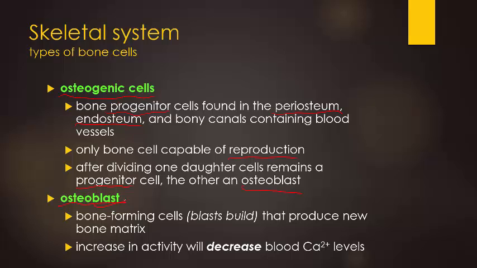Osteoblast, this term blast, you should associate it with build or make. So blasts build. These are the bone-forming cells. They produce new bone matrix. So osteoblasts build new bone matrix. And when they increase their activity, well, they're going to pull calcium from the blood to build that new bone. So increased osteoblast activity will decrease the amount of calcium available in the blood because they're sucking calcium out of the blood in order to build the bony material.